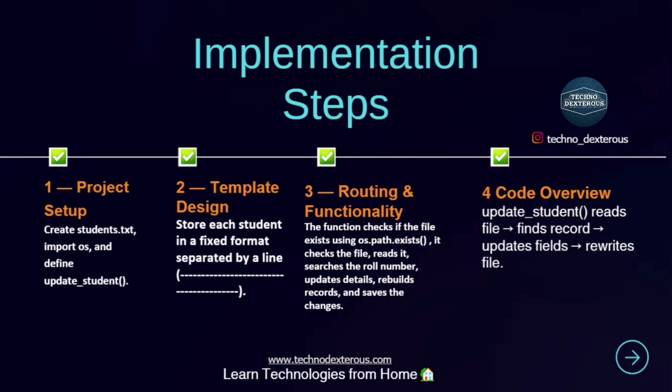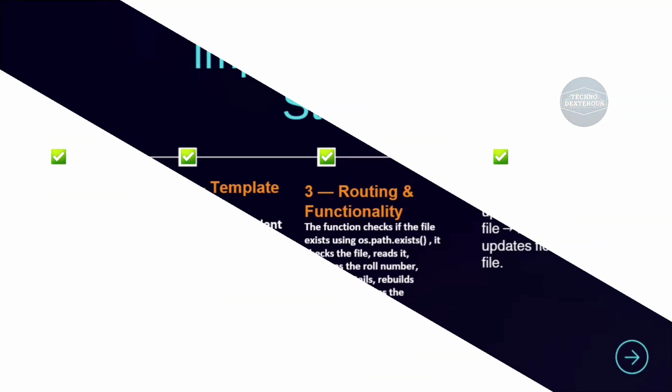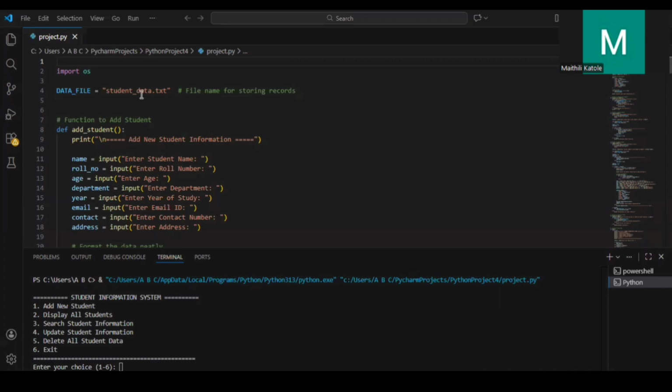Code overview. The code reads the file, finds the record, updates the required fields, and saves the changes properly. First, I have imported the OS module. It helps to work with files, like checking if a file exists or deleting it. Then I create a data file, which stores the name of the file where all the student records will be saved. The first function is def add student, which is used to add student information like name, age, roll number, department, year, email, contact, address using the input function.